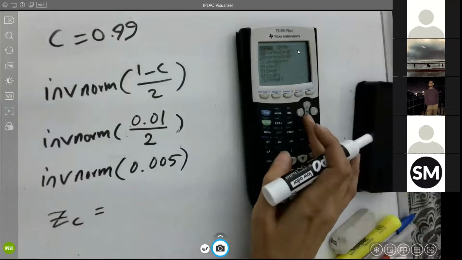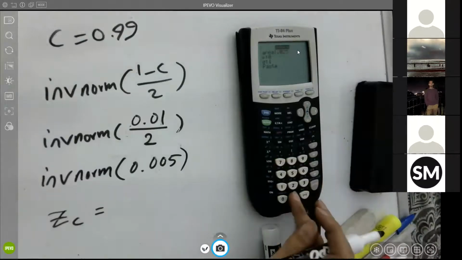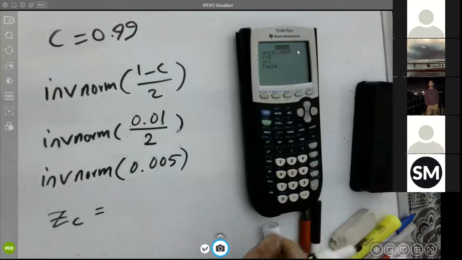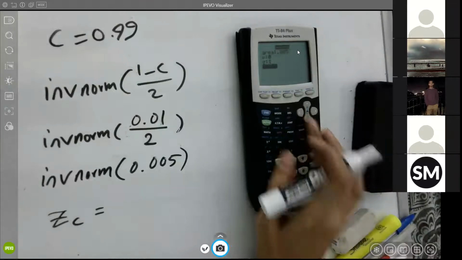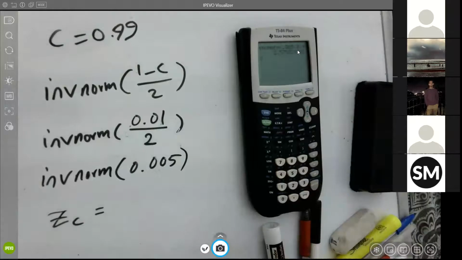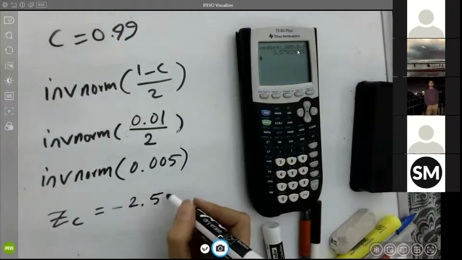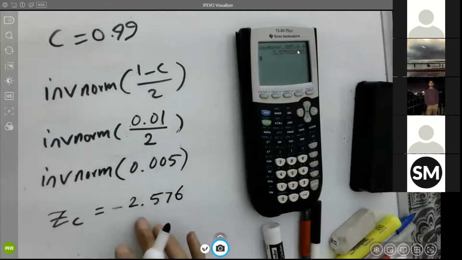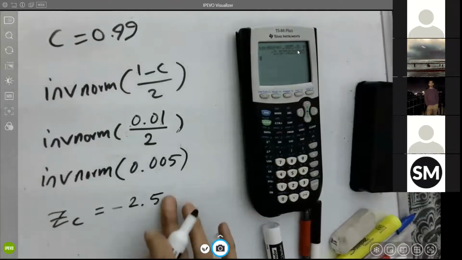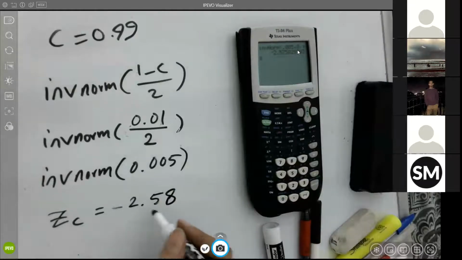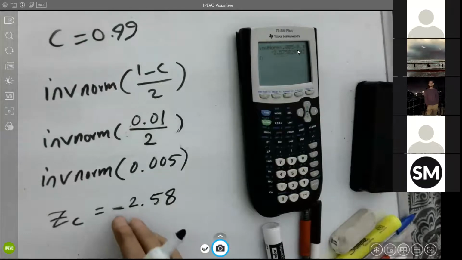Second verse, inverse norm, 0.005. Mean is 0, standard deviation is 1. Here we go. Negative 2.576, or you can leave it as 2.58. We're using approximation, not the exact value. So your ZC, since you're using that for sample size, it must be positive. So 2.58.